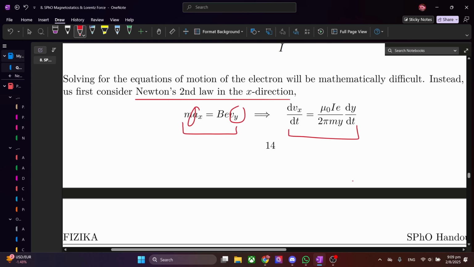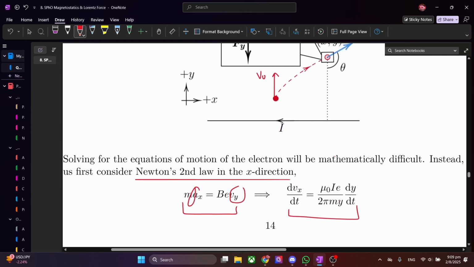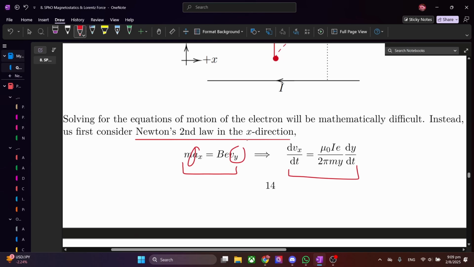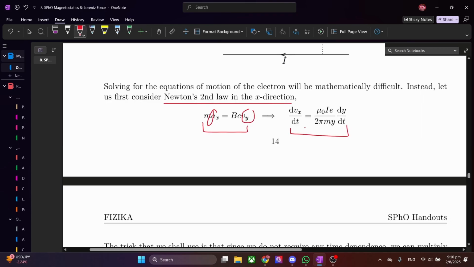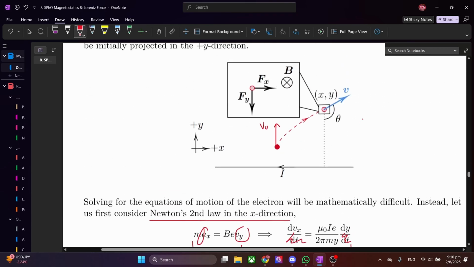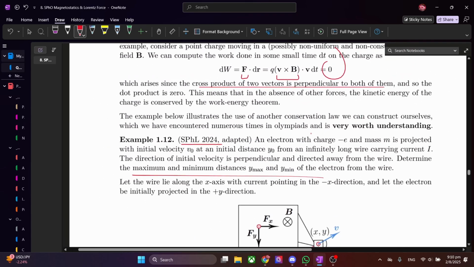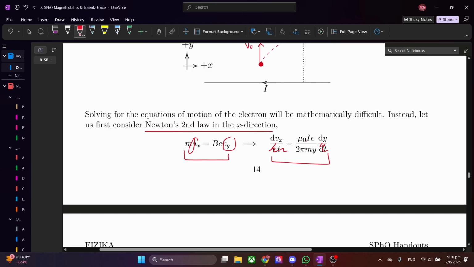The bad part about this equation is it's a bit difficult to solve along with the other Newton's second law in the y direction. The good thing about it is that if we treat derivatives as fractions of infinitesimals, which we can kind of do, we can actually get rid of this dt here. The reason we want to get rid of this dt is because nowhere in the question have they asked anything about time, right? So a good thing to do is just to get rid of it here.